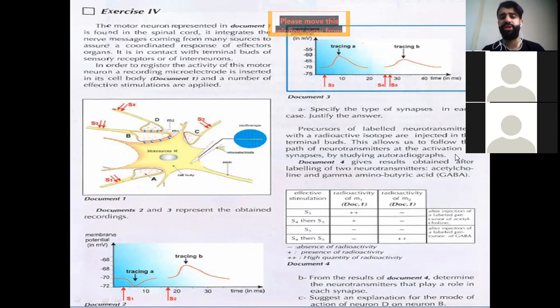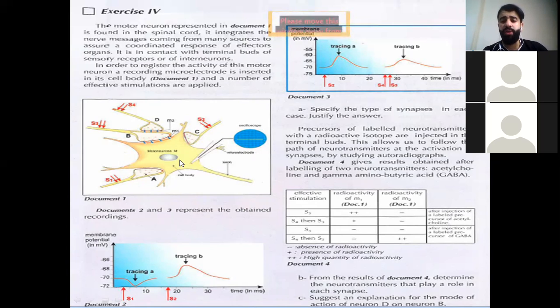So here we have the precursors of labeled neurotransmitters. Pay attention to this part. We have precursors of neurotransmitters labeled with a radioactive isotope. The radioactive precursors are injected in the terminal buds, here in this region between B and D. This allows us to follow the path of the neurotransmitter through the radioactivity. It allows us to determine the fate of the substance. They are hot, radioactive substances. They aim to detect the fate, where they are going, and what is the final path or route for them.